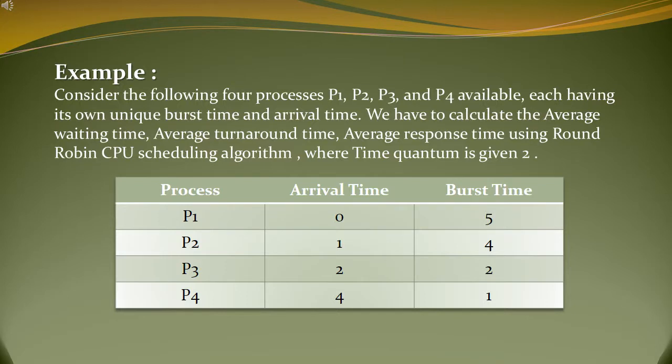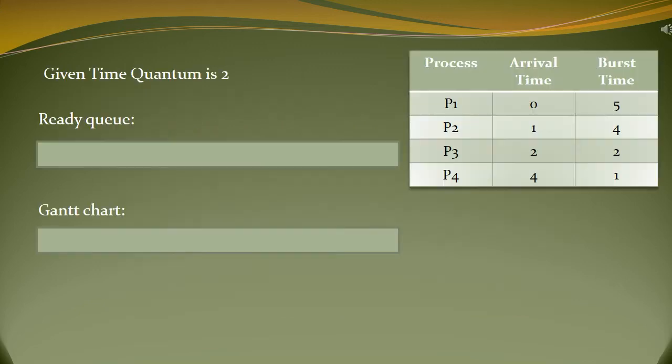Now here we'll discuss a numerical example. Consider the following processes, P1, P2, P3 and P4, each having its own unique burst time and arrival time. We have to calculate the average waiting time, average turnaround time, and average response time using the round robin CPU scheduling algorithm, where the time quantum is given as 2. In this algorithm, we have to create a ready queue as well as the Gantt chart.